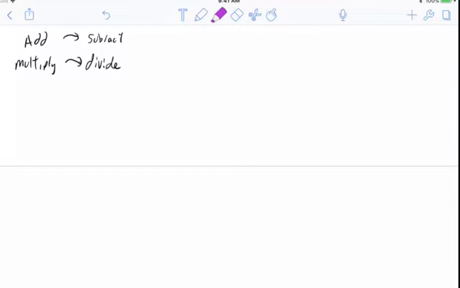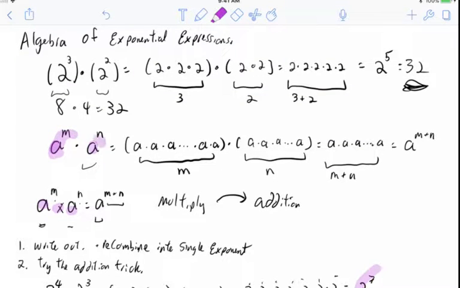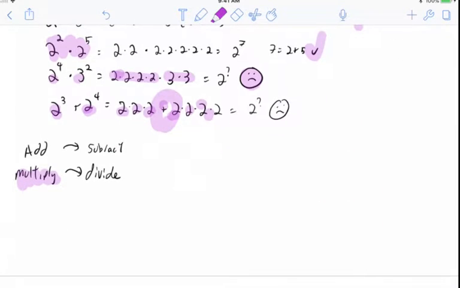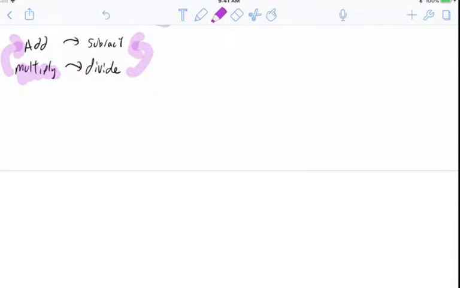In the last thing we covered, we said that if you multiply two exponential terms together, that's equivalent to adding their exponents. So somehow multiplying is equivalent to adding. Can we say that dividing them is equivalent to subtracting? Is dividing two terms equivalent to subtracting their exponents? I don't know. Let's try it.